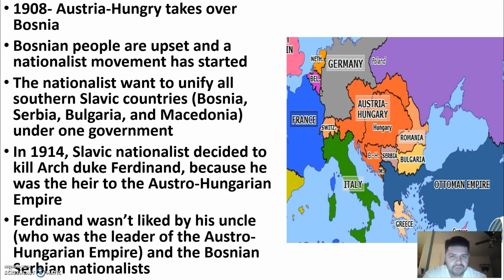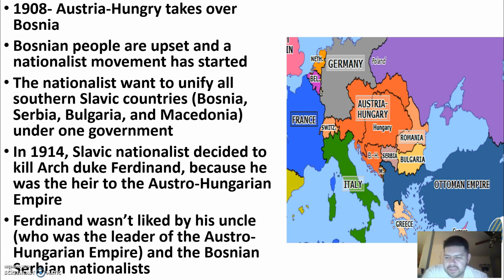And a new nationalist movement started in Bosnia. Now remember, nationalist means you're proud of your country, proud of your heritage. You are number one, you're the strongest, the greatest, things like that. The nationalists wanted to unify the southern Slavic countries. They wanted all the other Slavic countries to unite: Bosnia, Bulgaria, Serbia, Macedonia, all to be one whole country in a sense, or at the very least, their own government, because they're all the same type of people.